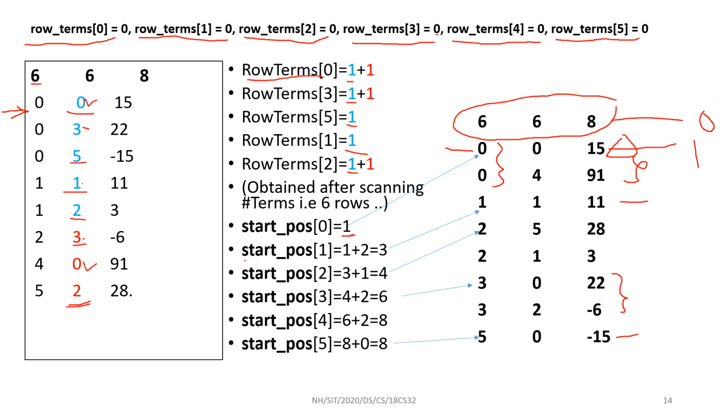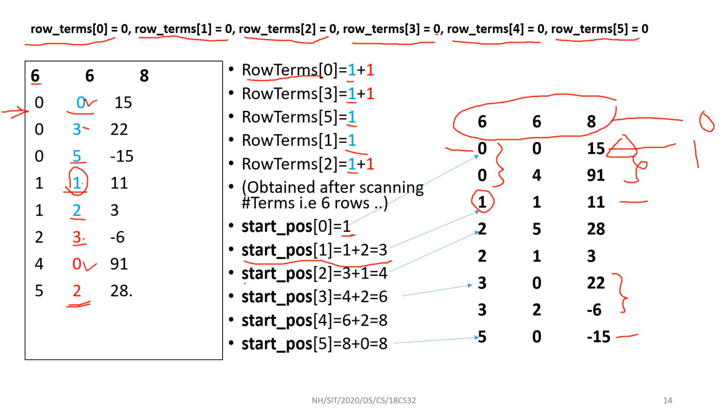This is obtained as follows: we take the starting position of I, which is equal to the starting position of I minus 1, whose value is 1, plus row count of I minus 1, which is 2. 1 plus 2 equals 3. So that means we have to skip 2 rows, then we are going to store the column with value 1. Now, in the original matrix, how many rows are there with column 1? Only 1. That means you have to skip only 1 row.